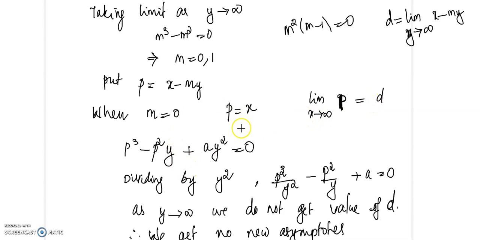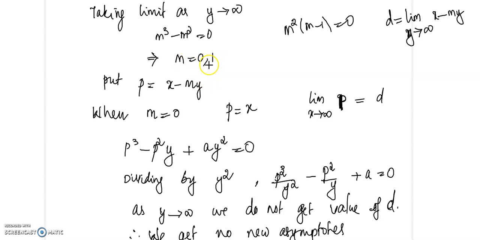So when you substitute p into the equation, x replaced by p, that will be p cube minus p square y plus ay square equal to 0. So divide by y square. That is going to give p cube by y square minus p square by y plus a equal to 0. So from this equation, as y approaches infinity, these two terms will become 0. So we are not getting any value of d. Therefore there are no new asymptotes for m equal to 0.